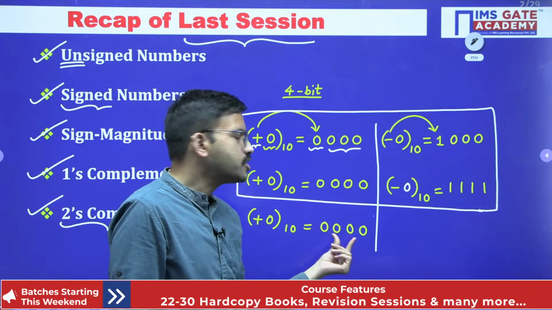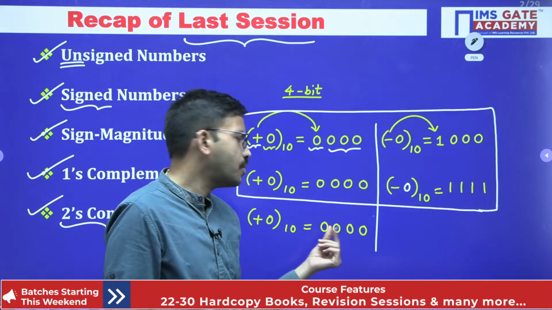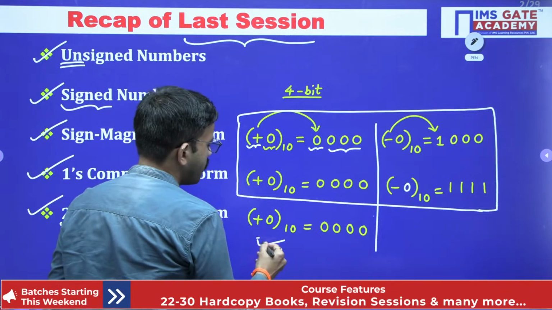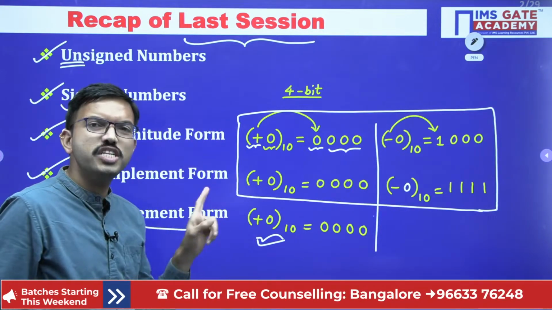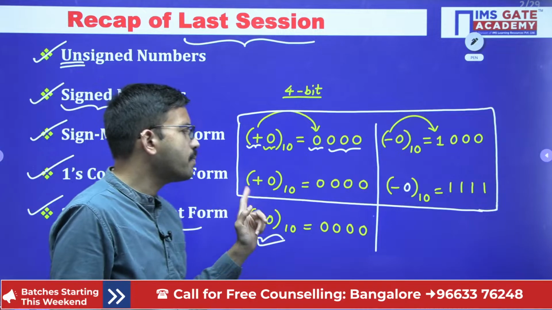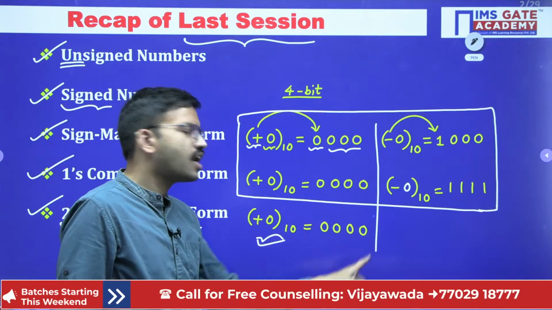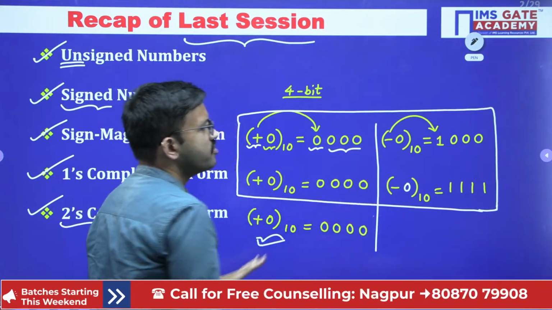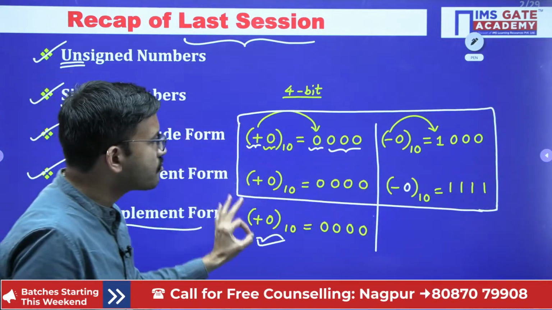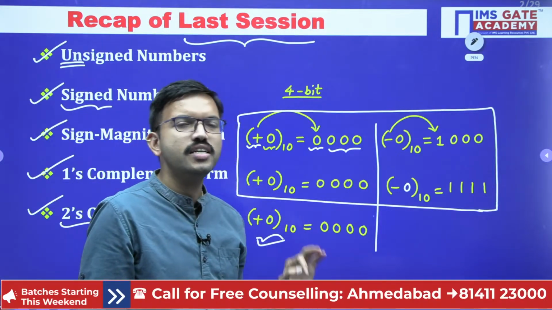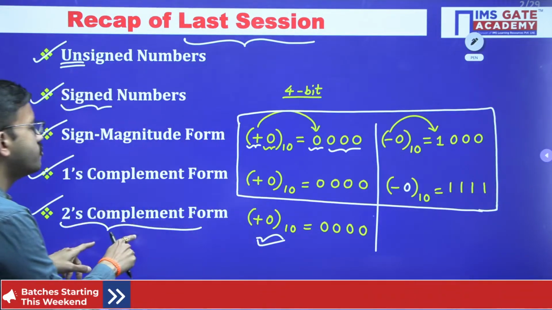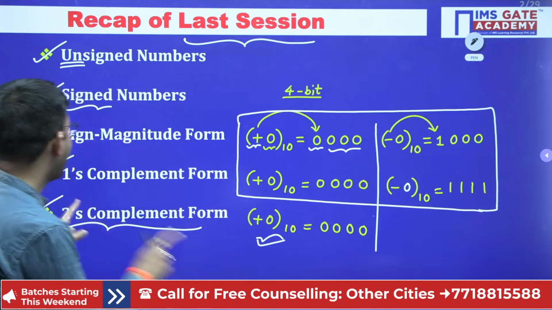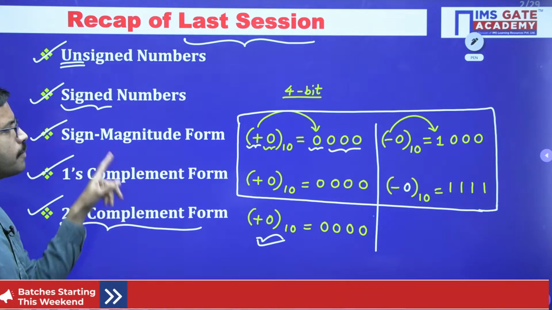But by using the two-step procedure to find the 2's complement, you are getting the same number. That means in the 2's complement form, we have a unique representation. Whether plus 0 or minus 0, we represent it with all the bits 0. Whereas in sign magnitude form or ones complement form, we have two different representations. So this is one of the reasons why we recommend 2's complement form when compared to the other two. I hope all of you got the clarity.